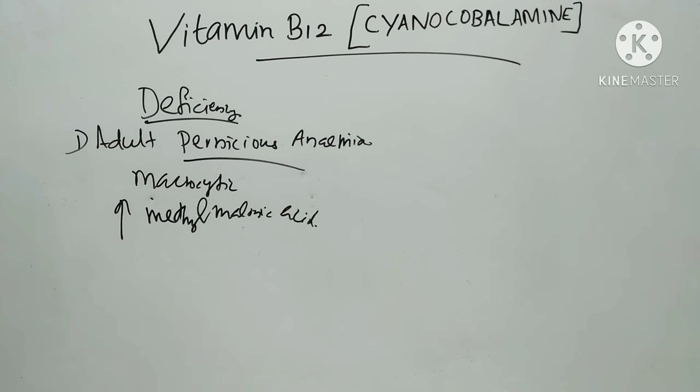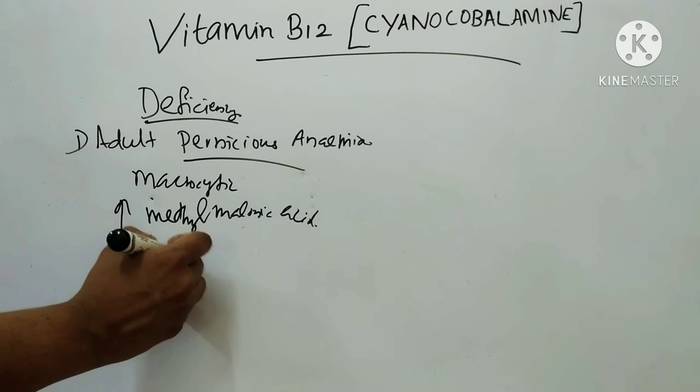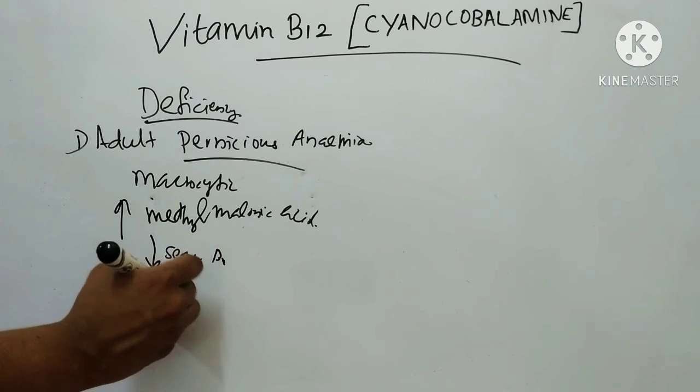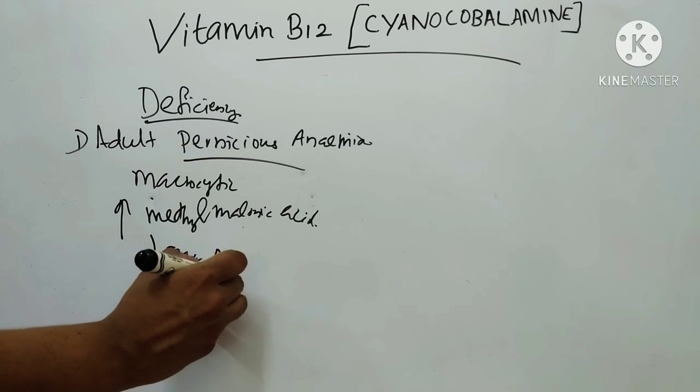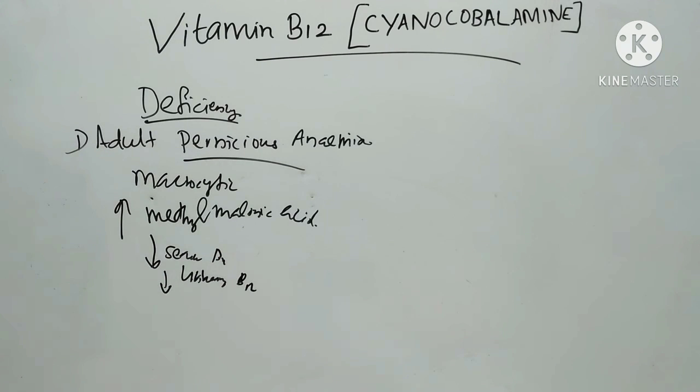Then hematological changes include macrocytic anemia, granulocytopenia, thrombocytopenia and reduction of RBC count and hemoglobin count. Then coming to biochemical changes, which include decreased serum B12, decreased urinary B12, then increased excretion of fecal B12, then increased urinary excretion of methyl malonic acid. These are the biochemical changes.